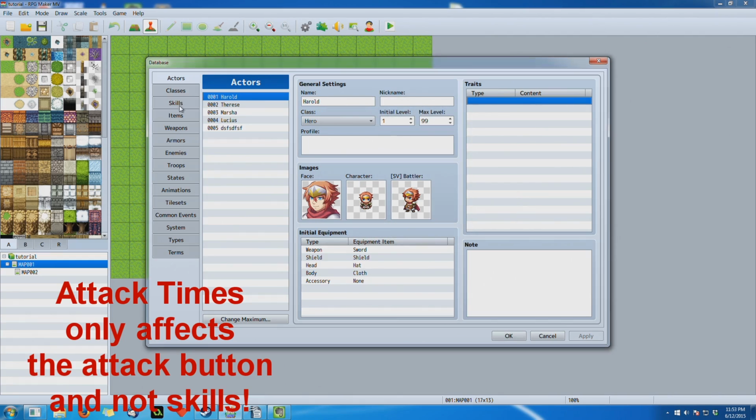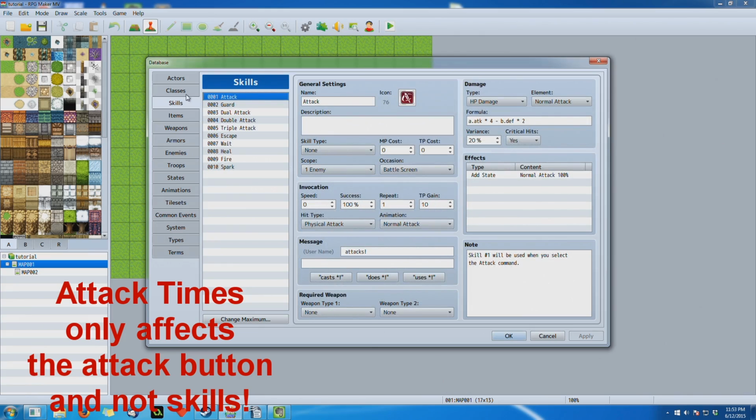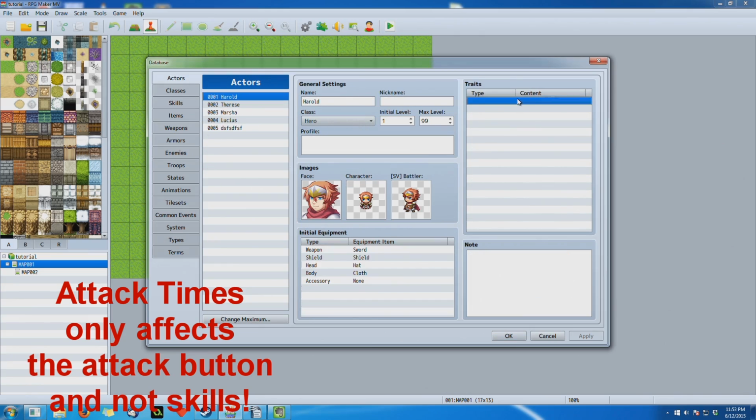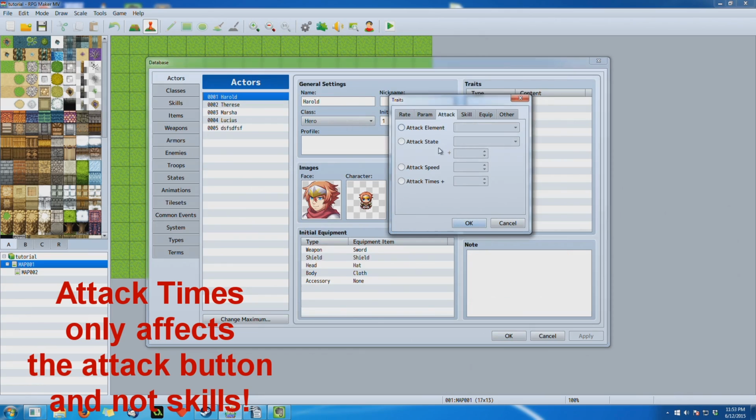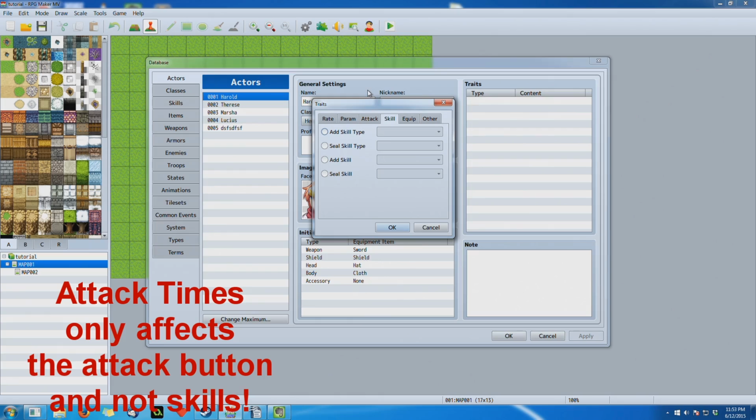I don't really use that. There's also a repeating thing in here, which will be a lot more useful. So I recommend using that, because I'm not actually sure exactly how the math behind the attack times work, but it's there if you ever need it.